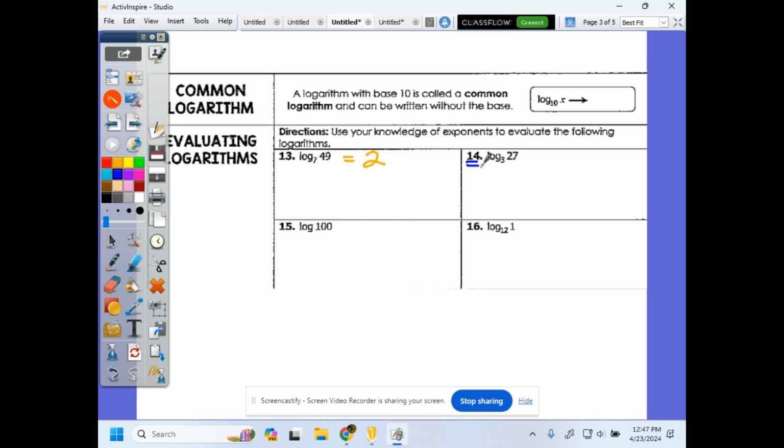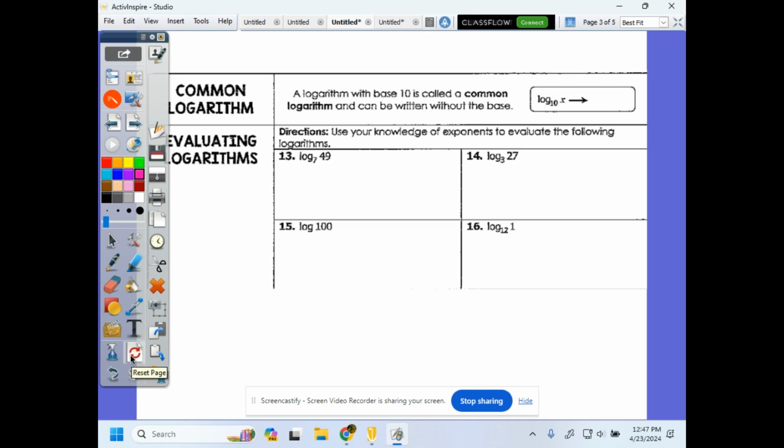Number 14. How can you get a 27 from a base of 3? The base here is 3. The answer is 27. What could be the exponent of the base 3? The answer is 3. Because 3 times 3 times 3, the answer is 27. I want you to pause. Do number 15 and 16 on your own.